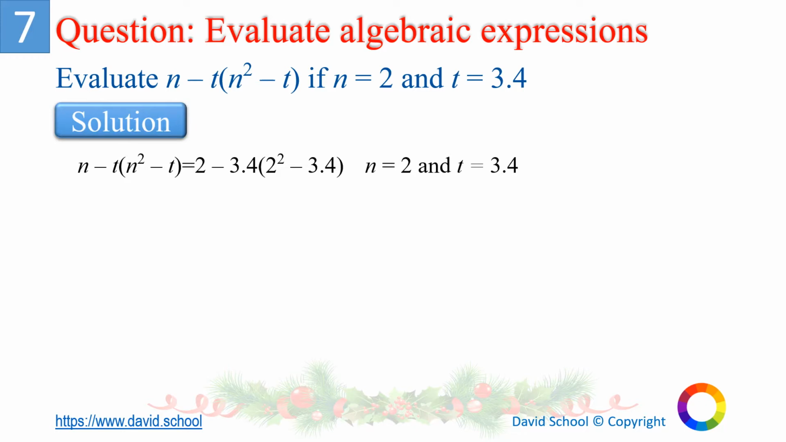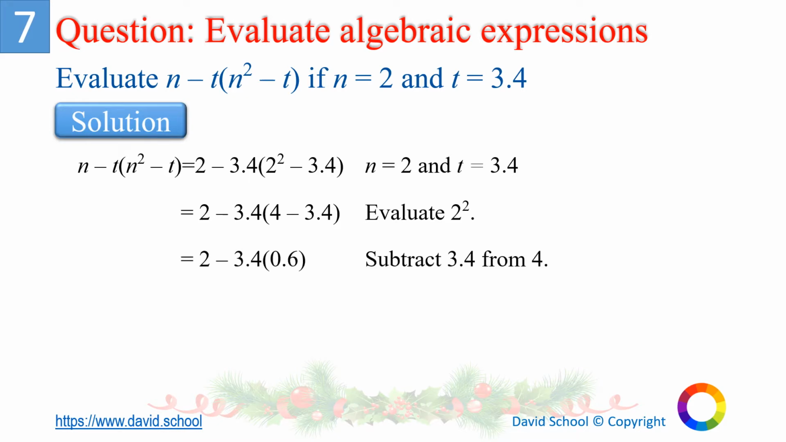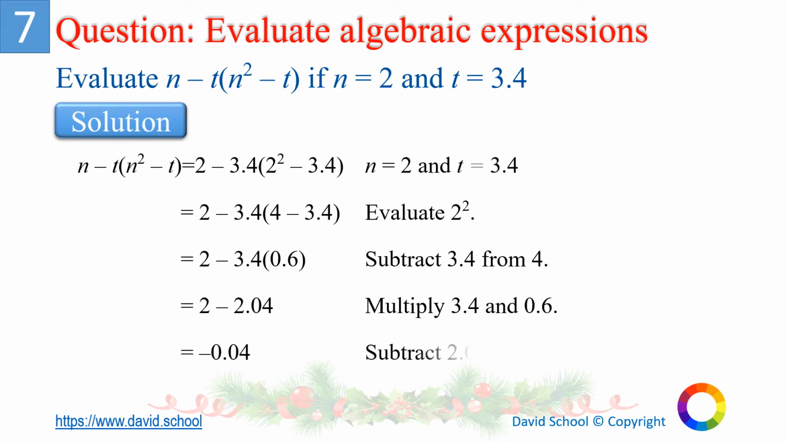Now we follow the order of operations. There is a parenthesis, so let us simplify the expression in the parenthesis. 2 squared is 4. 4 minus 3.4 is 0.6. And now we multiply 3.4 times 0.6, which is 2.04. Negative 2 minus 2.04 is negative 4.04.